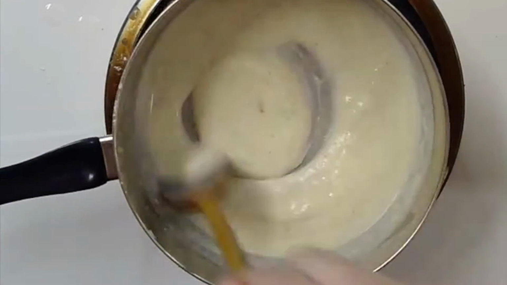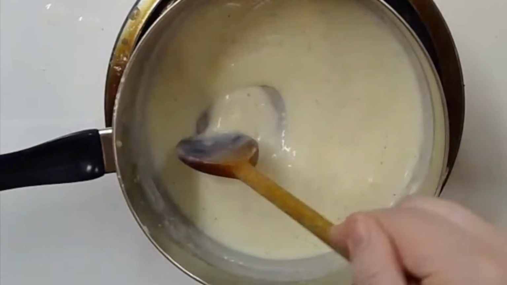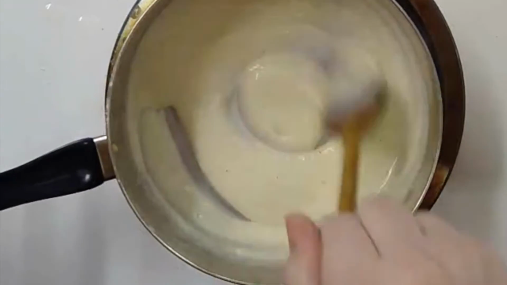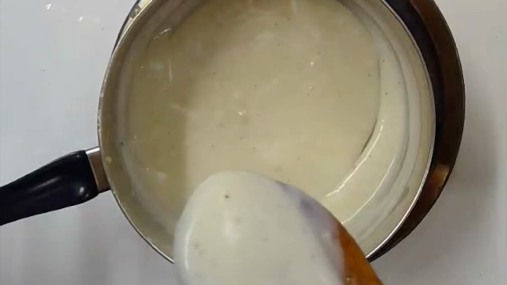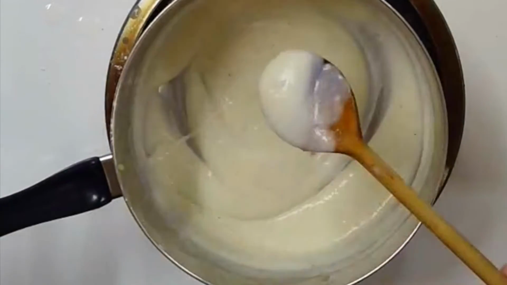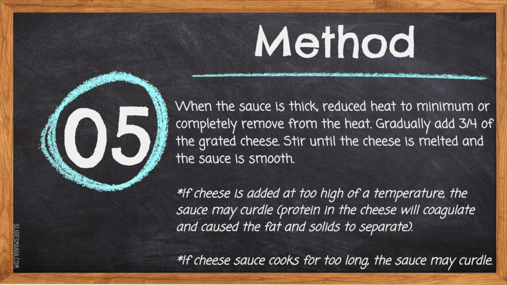This may seem unnecessary, and you may think you're overcooking the starch, but remember, constantly cooking until this happens will make a better product overall. When the sauce is thick enough to coat the back of the wooden spoon, you are ready to add your cheese. Step 5. When the sauce is thick, reduce heat to minimum or completely remove off the heat.